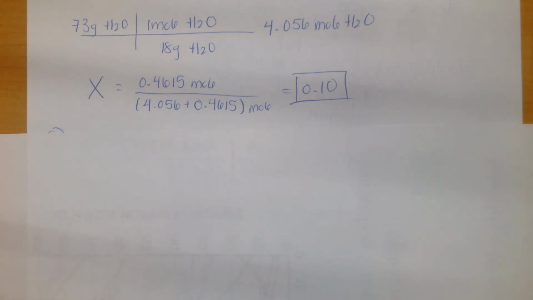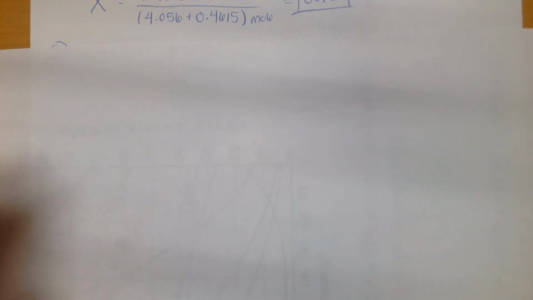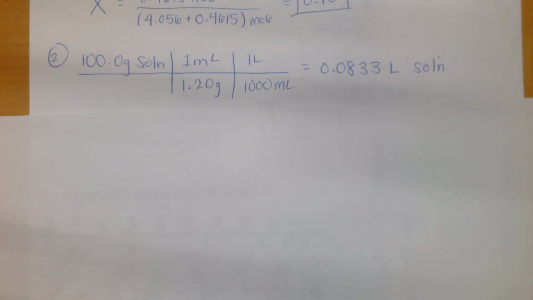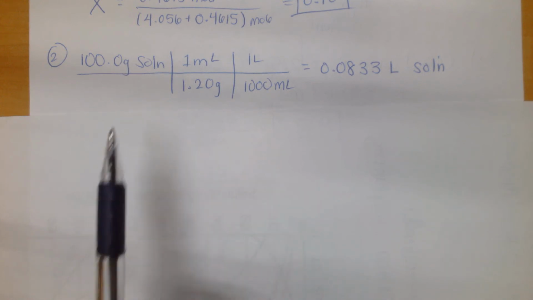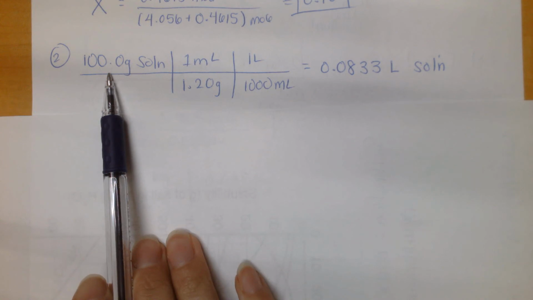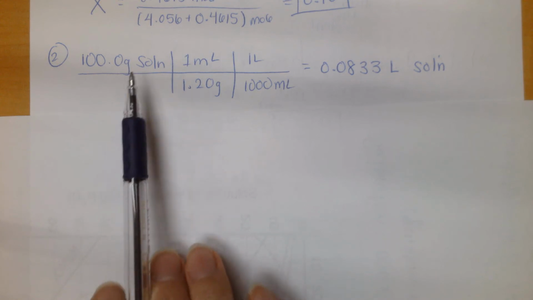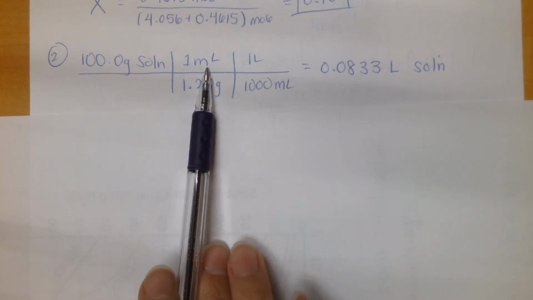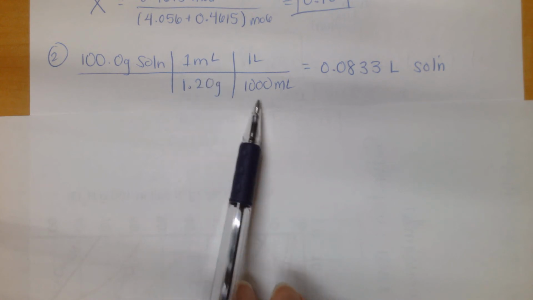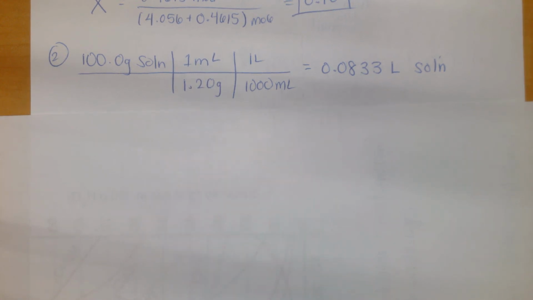Okay, so the next one is molarity. Hopefully we're intimately aware of molarity and how that works. For molarity, I need the volume of solution, so it's moles per volume in liters of solution. Again, we assume there were 100 grams of solution. I want to turn this into a volume, so I'm going to divide by the density. Grams cancels, and I'm left with milliliters. Molarity needs liters, so turn those milliliters into liters. So that 100 gram solution by volume is 0.0833 liters.